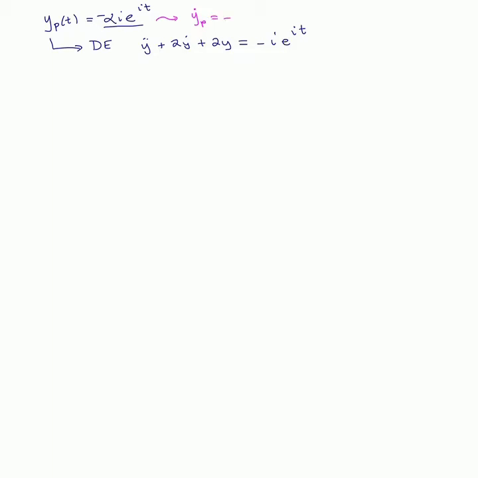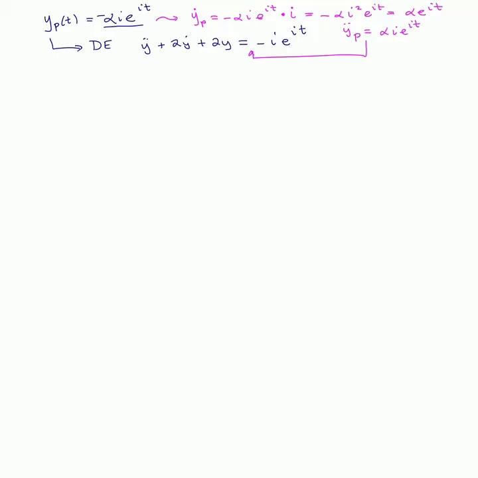Okay, they'll work out to be negative alpha i e to the it, and then the chain rule says that the derivative of it is equal to i, so you get negative alpha i squared e to the it. i squared is negative 1, so you get alpha e to the it. The second derivative of the particular solution in complexified form is alpha i e to the it. Okay. Making these substitutions into the differential equation.